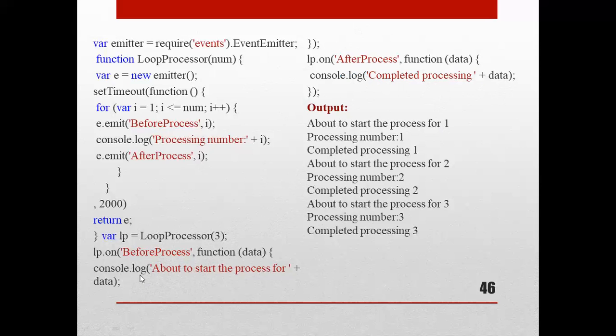First it will print this message, about to start the process for one. Then it will move towards this loop, where it checks for the before process event. It contains the processing number. It will print processing number one, and again it moves towards the next event, after process, and it will print complete processing and one. Similarly, it will move further three times, for one, two, and three. So this is the way it will return the event emitter from the function.